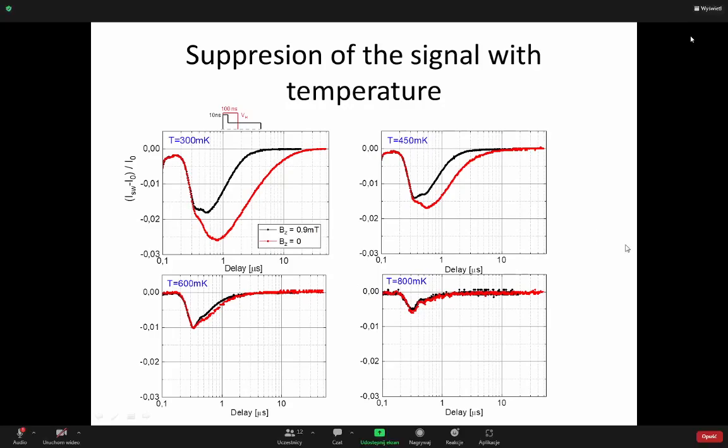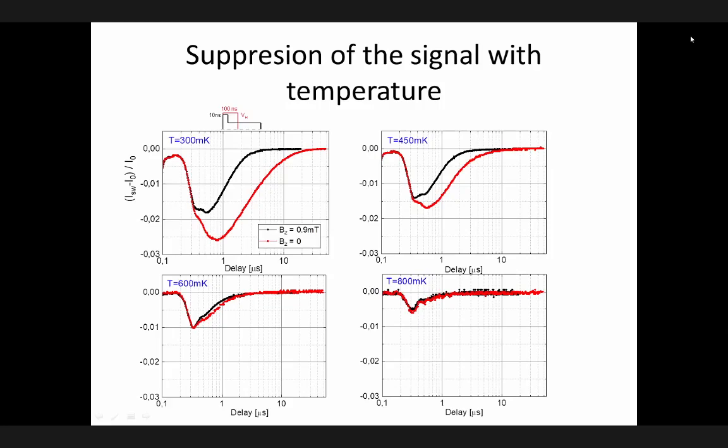Okay, so now look what I'm doing. We now have the same curves that were presented in the previous plot. Red is without field: 300 milli, 450, 600 milli, 800 milli. I kept the same scale everywhere, so it's going down, down, down. But when I apply field, here roughly 1 millitesla, you see that the signal is smaller.